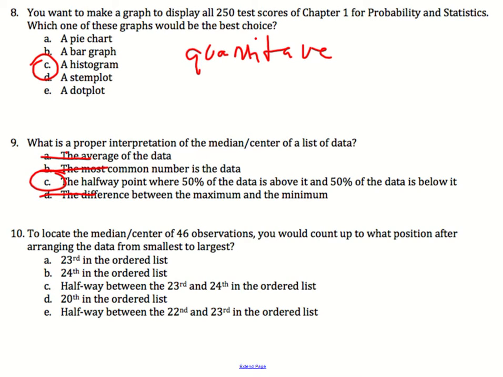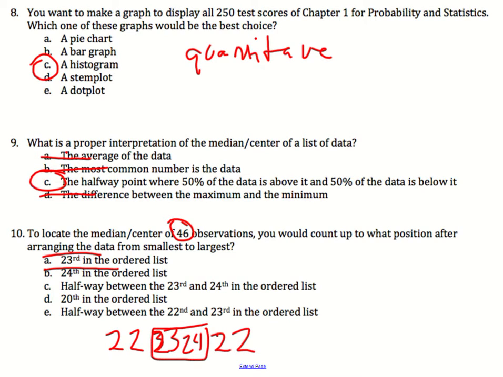10. To locate the median or the center of 46 observations, you would count up to what position after arranging the data from smallest to largest. So, remember, if it's an even number of observations, you're going to have to average 2. So that means it's not these two. And so then you got to think about it. Okay, if I have 22 pieces of data here and 22 pieces of data here, in the middle then is going to be my 23rd and my 24th pieces of data. So it's going to be the average of those two, which is C.